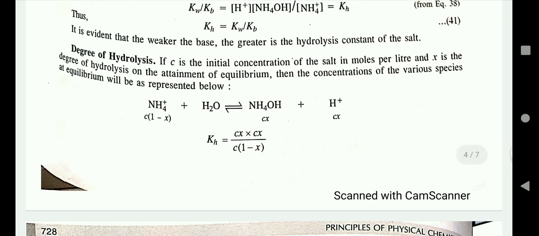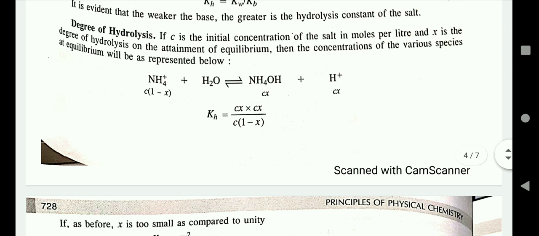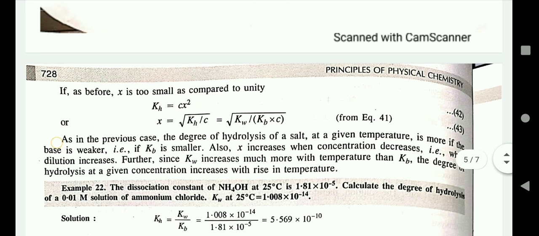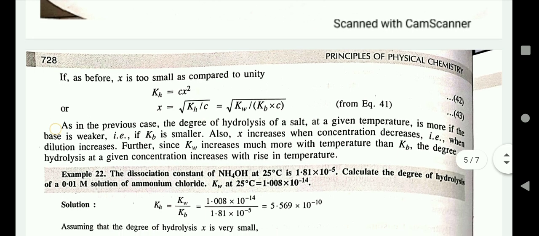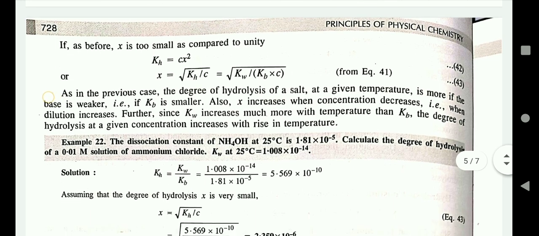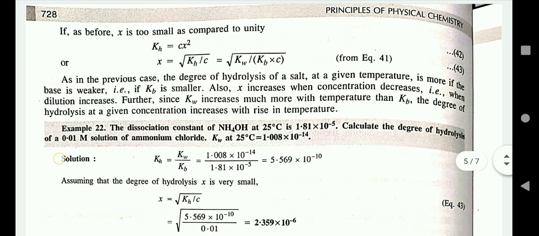Degree of hydrolysis. If C is the initial concentration of the salt in moles per liter, and x is the degree of hydrolysis on the attainment of equilibrium, then the concentrations of the various species are as follows. Then Kh is equal to Cx², then x is equal to the square root of Kh by C, which is equal to the square root of Kw divided by Kb times C.